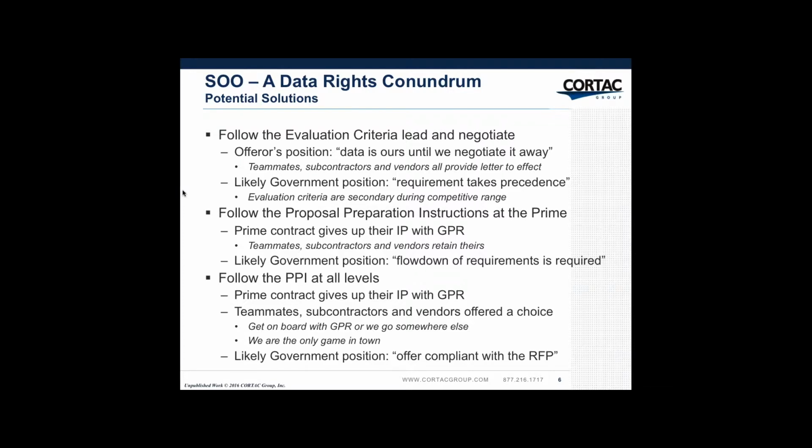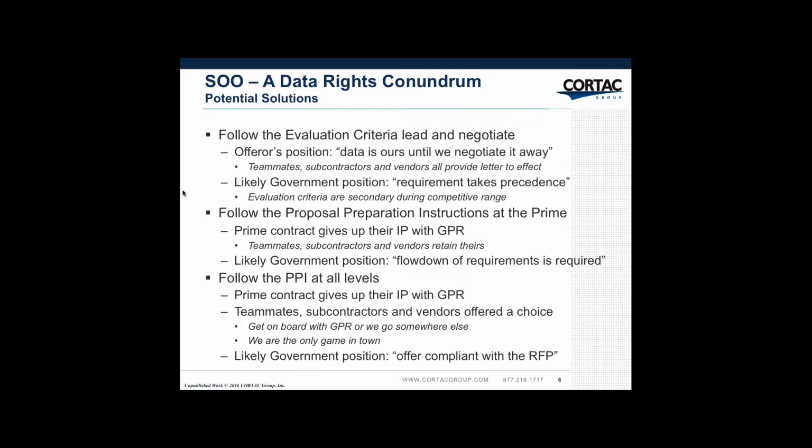Or the third alternative, and of course this represents a range of alternatives, there are things in between, but at one extreme you could follow all the proposal preparation instructions at all levels. You give up the IPR, your intellectual property with government purpose rights, and all the teammates are offered a choice: either get on board, because after we win we're going to be the only game in town, or go someplace else. The likely government position in that case is the offer is compliant with the RFP. And notice you could even write in there that such and such a company won't get on board now, but once we win the contract, we can get them on board because we will be the only game in town. This is all a range of solutions that you could go for.